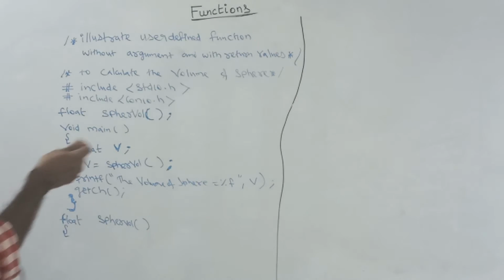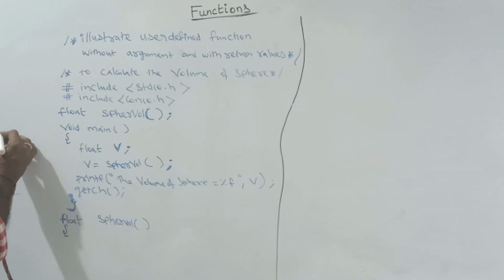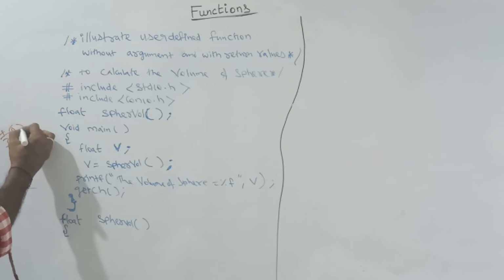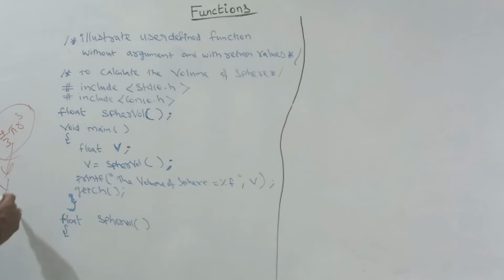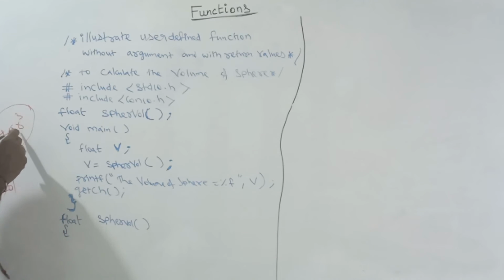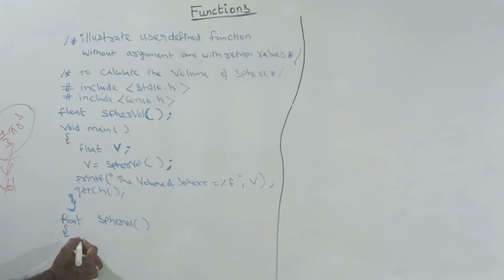See, the volume of a sphere is 4 by 3 pi r cube. This is the volume for a sphere. So what do we need? We need only the radius here. So I am declaring the variable radius, that is integer r. Next, float vol, that is for volume.